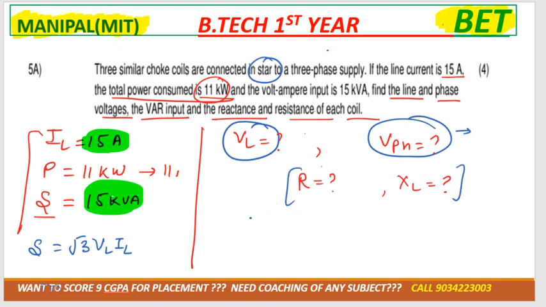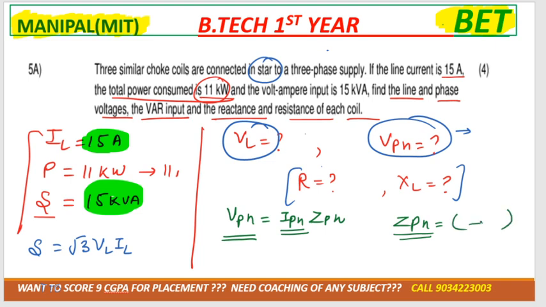See, we will have the formula VPH is equal to IPH times ZPH. VPH we already calculated. IPH, it's a star, so it's the same. ZPH we can get, but we need to calculate Z in rectangular form, that is R plus jXL. If we compare it with R plus jXL, then we'll get the value for R and the value for XL. Right? Understood?